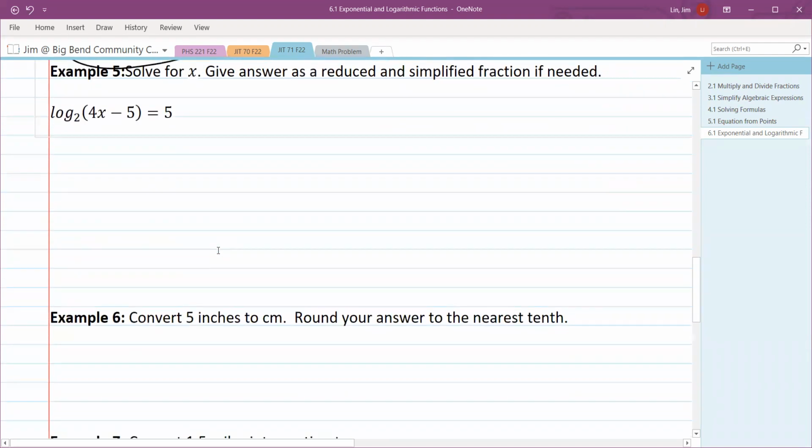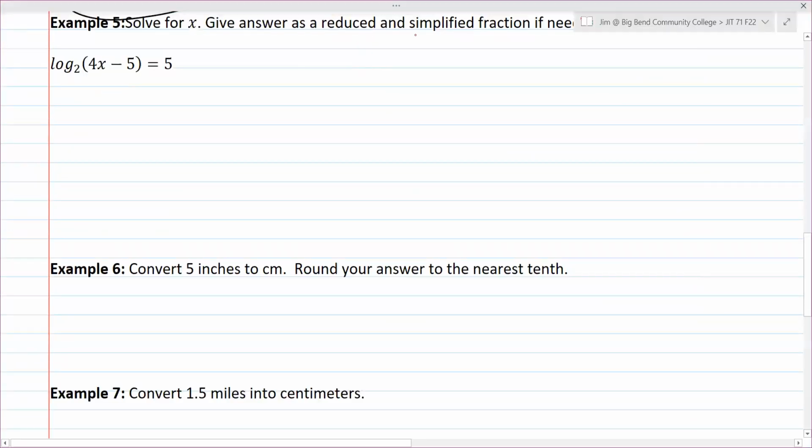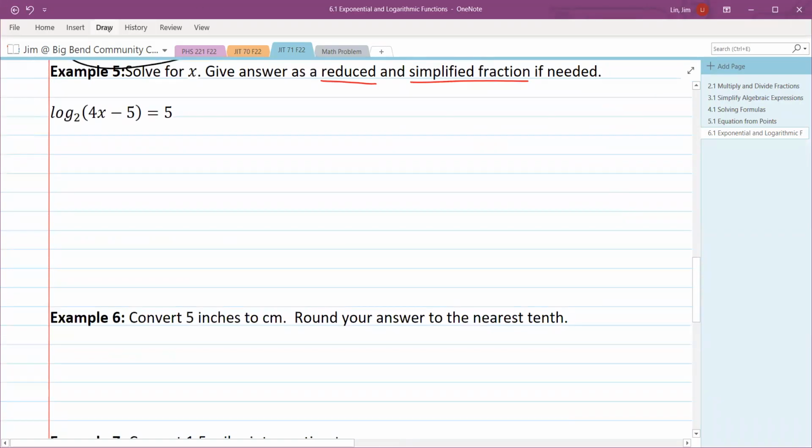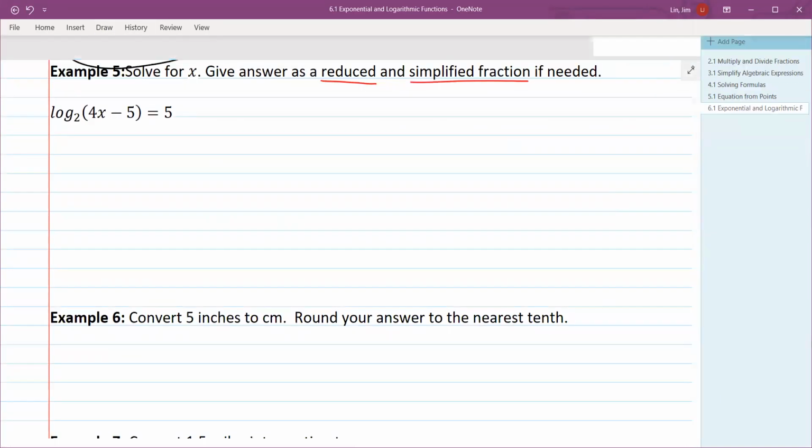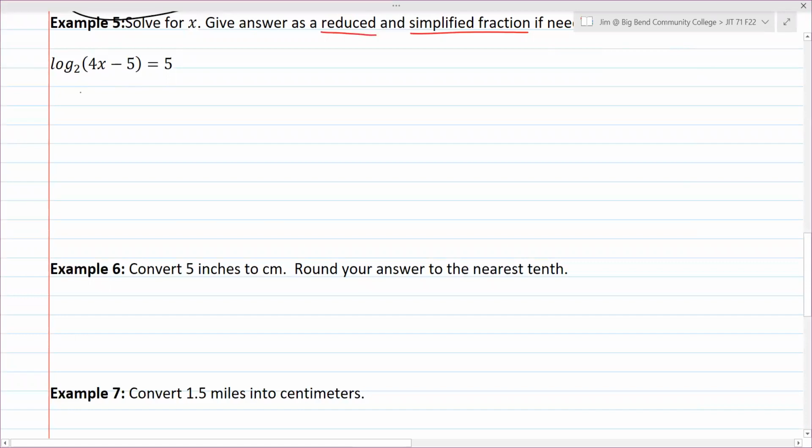All right, let's go over something trickier. Solve for x. Give the answer as a reduced and simplified fraction. All right, noted, if needed. So let's see. Log base 2, then remember the exponential form of that equation will be 2 to the 5 equals 4x minus 5.